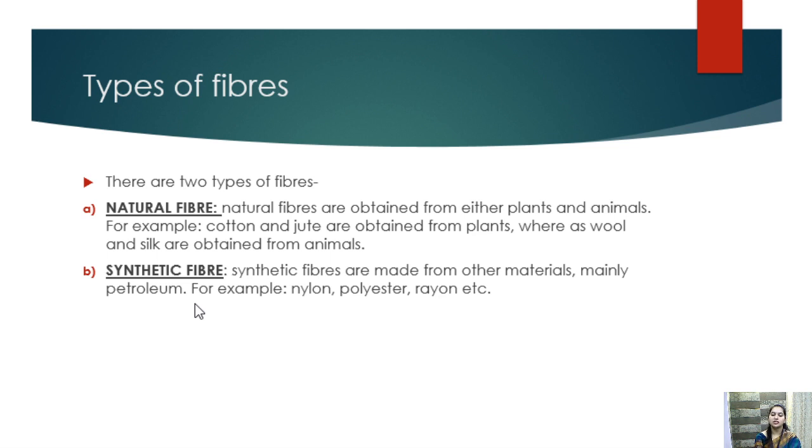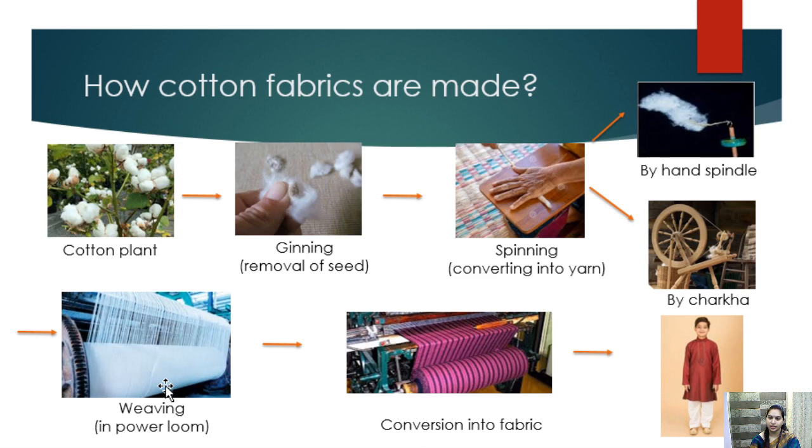Okay. So now we will study all these natural fibers one by one. We will see how they are manufactured, how they are produced. Okay. So let's start with the first one, that is cotton. How cotton fabrics are made. Okay. So children, you can see the figure here.